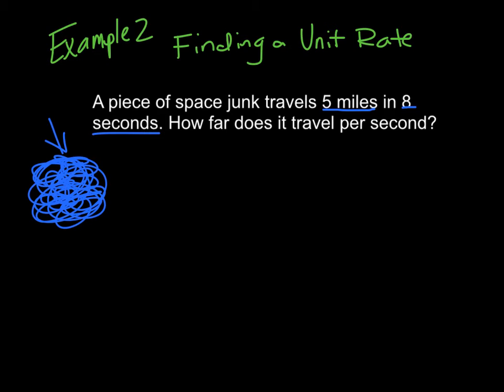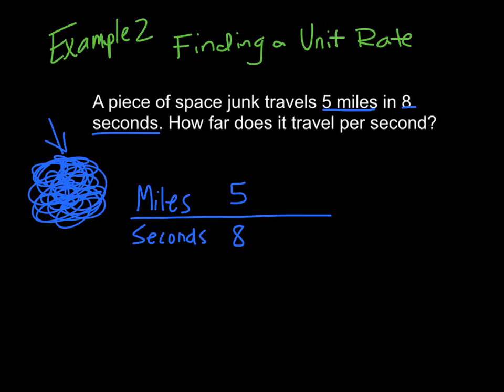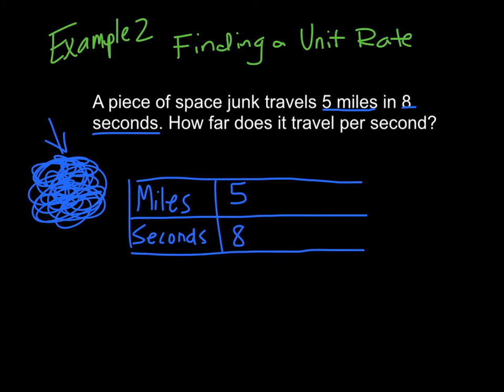So we're going to use a ratio table and divide by 8 to write the equivalent rate in which the time is 1 second. So we start with miles, okay, and then we talk about our time, which is in seconds. So we're creating a ratio table. We know our ratio or our rate is 5 to 8. And we could make equivalent ratios if we wanted to, or equivalent rates, I should say.